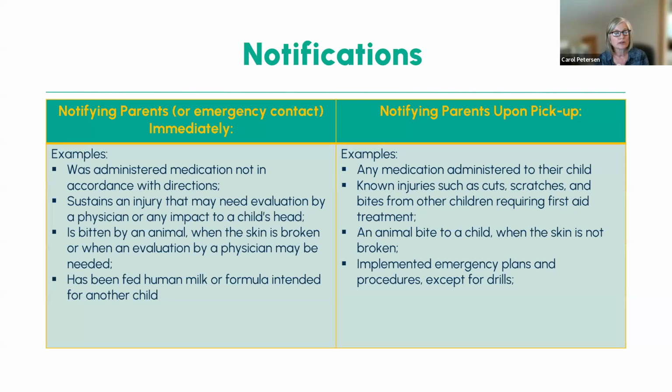The known injuries requiring first aid treatment: if they required first aid treatment, why wouldn't you have notified the parent right away? To me, that's just not common sense. It's not logical. Animal bite to a child when the skin is not broken, that's kind of weird, but I guess notify the parents upon pickup. And then implemented the emergency plan. If you have an emergency and you implemented your emergency plan, why would you not notify the parents or the emergency contact immediately? Because in an emergency, wouldn't that be the very definition of wanting to get a hold of somebody immediately?